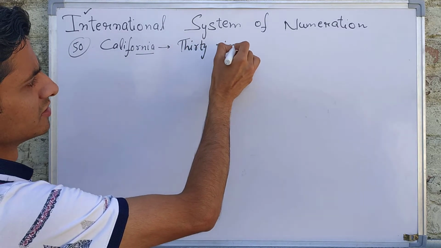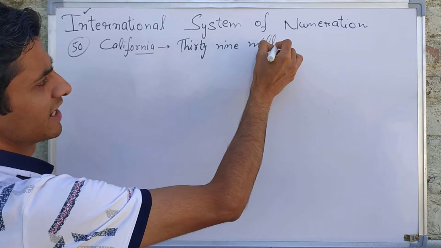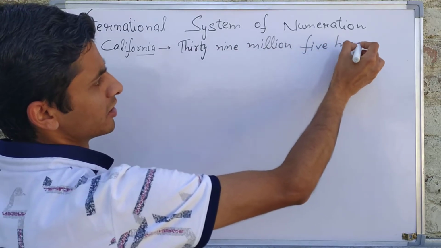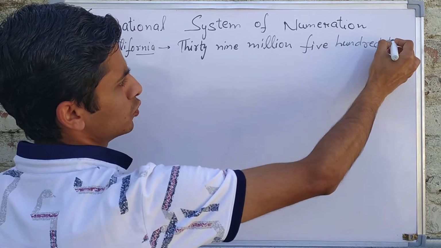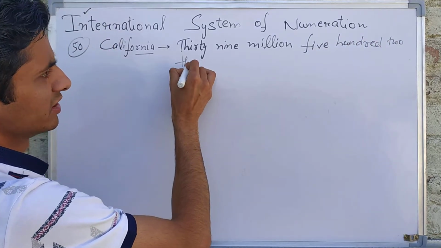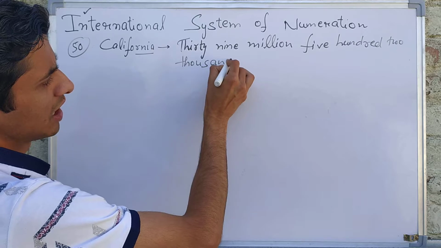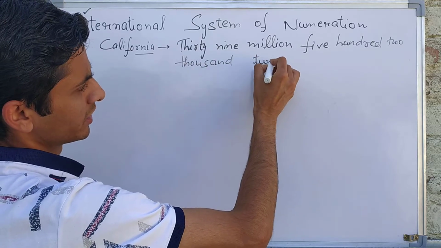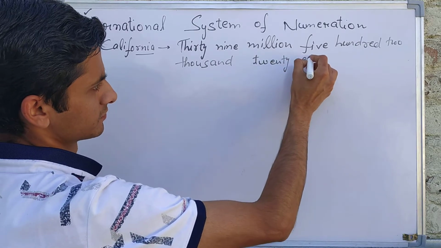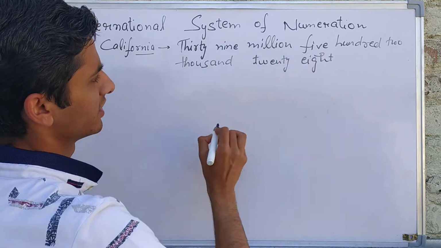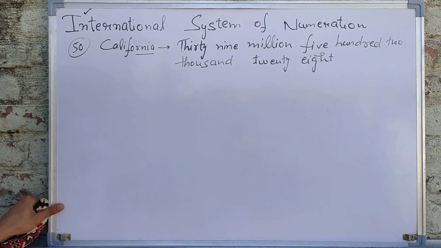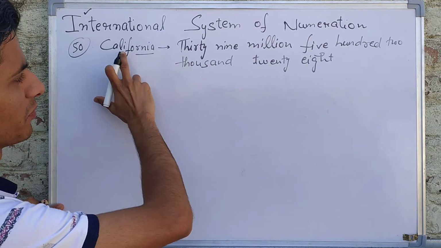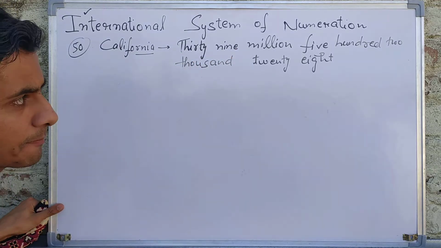39 million 500 502,028. I have written it in this way to make it a little complex. But approximately the population of California is around 39 million.